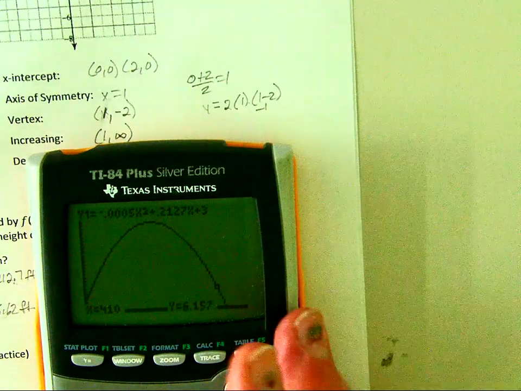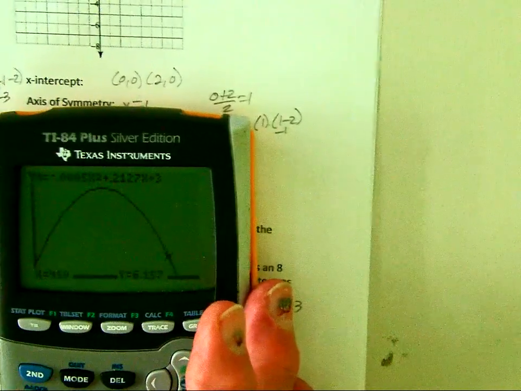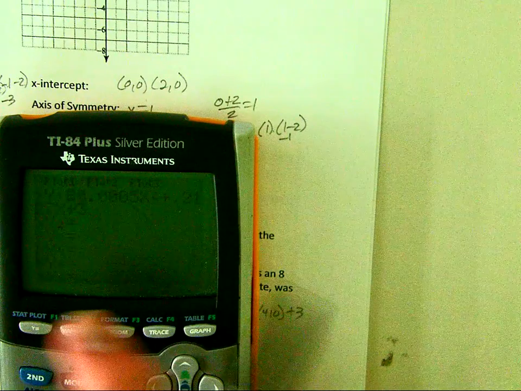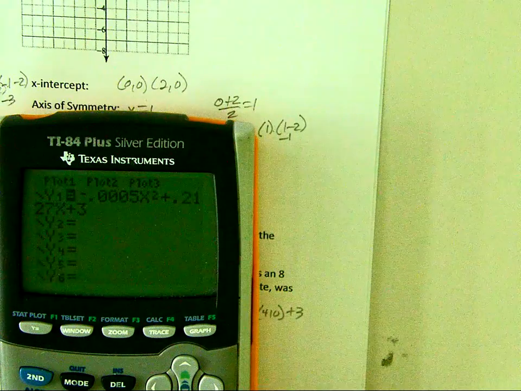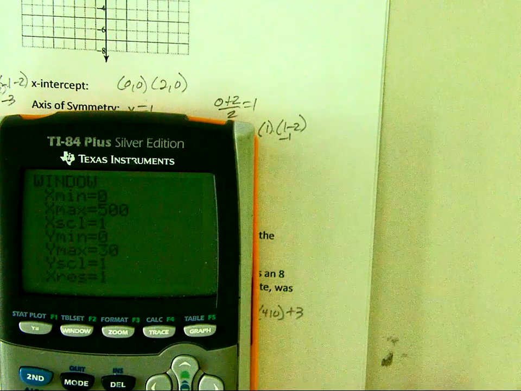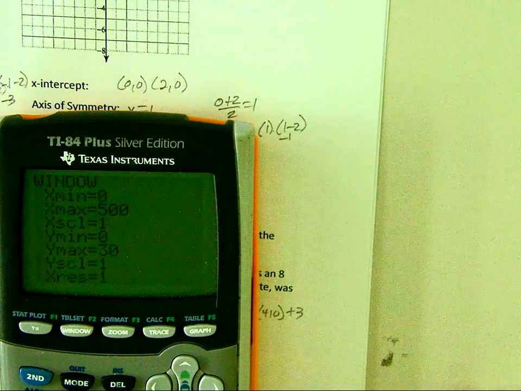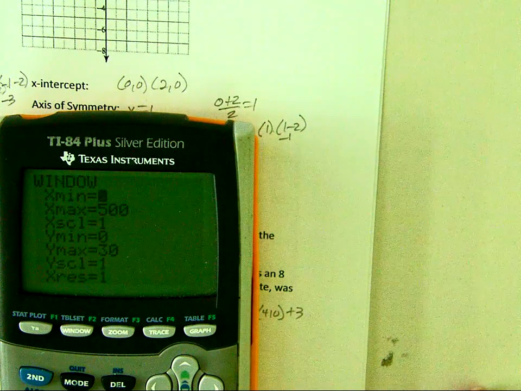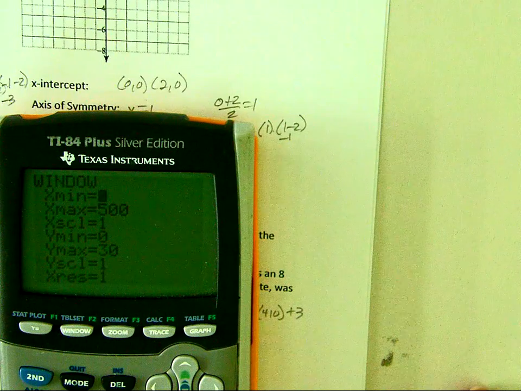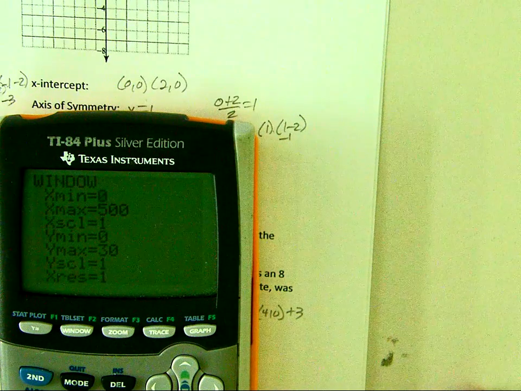So if you can see that a little better on the calculator, here's what I plugged in under y equals. That's the equation. Here's my window. So x went from 0 to 500 because I figured the ball wouldn't go past 500. Y min was 0. Y max I set at 30. I could have gone more, but I already knew my answer.